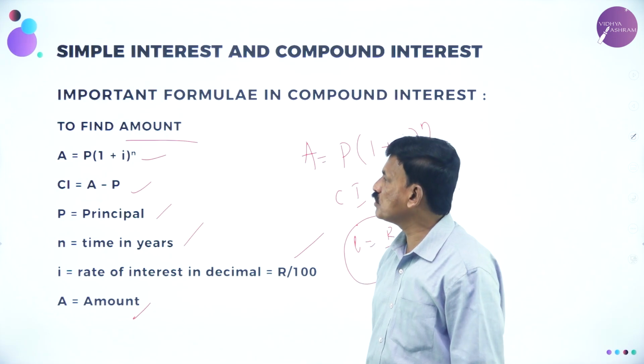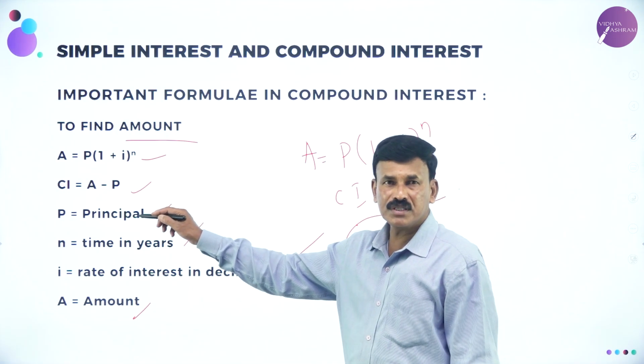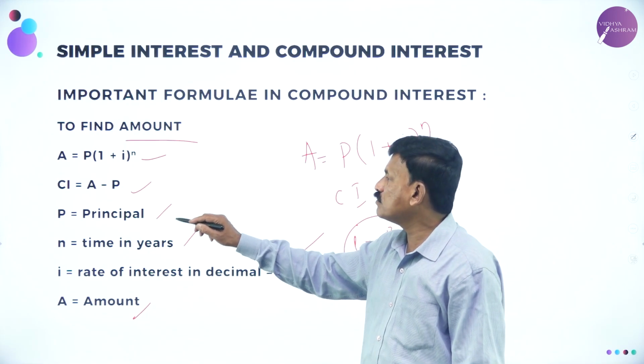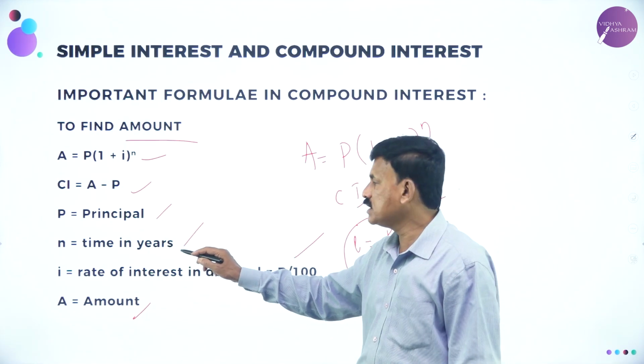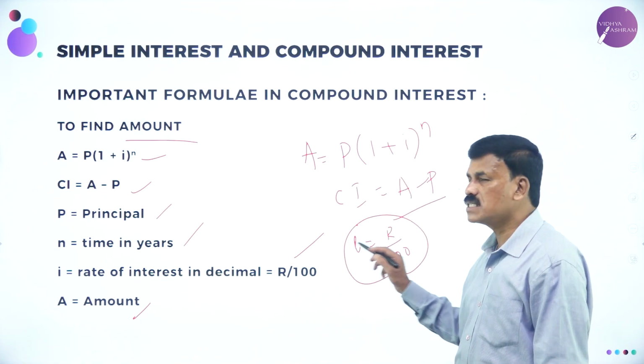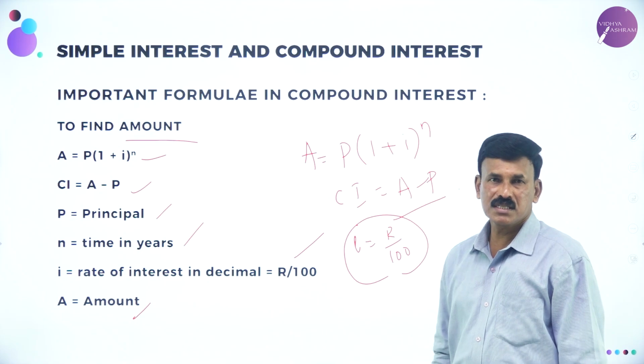Amount A is equal to P into (1 plus I) to the power of N, where the compound interest CI is equal to A minus P, where A is the amount, P is the principal, N is the time in years, and I is the rate of interest. I is expressed in terms of decimals, that is R divided by 100, and A is the amount.